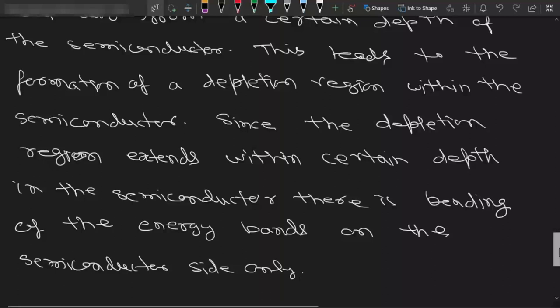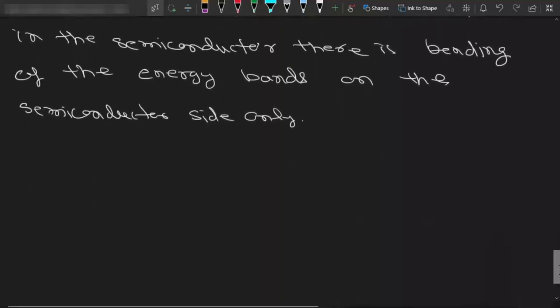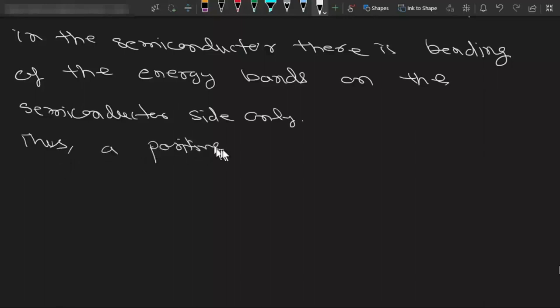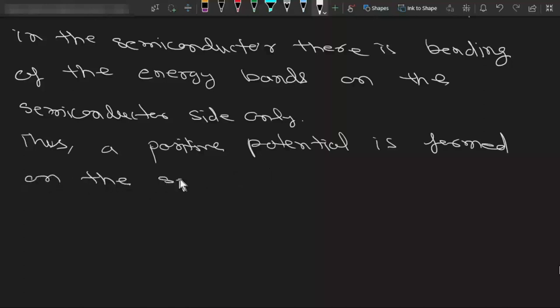When we make a junction between two semiconductors, that is p-type and n-type, there is a bending of energy bands in both of these semiconductors, but here bending takes place only on the semiconductor side. This is a very important point. Thus, a positive potential is formed on the semiconductor side.